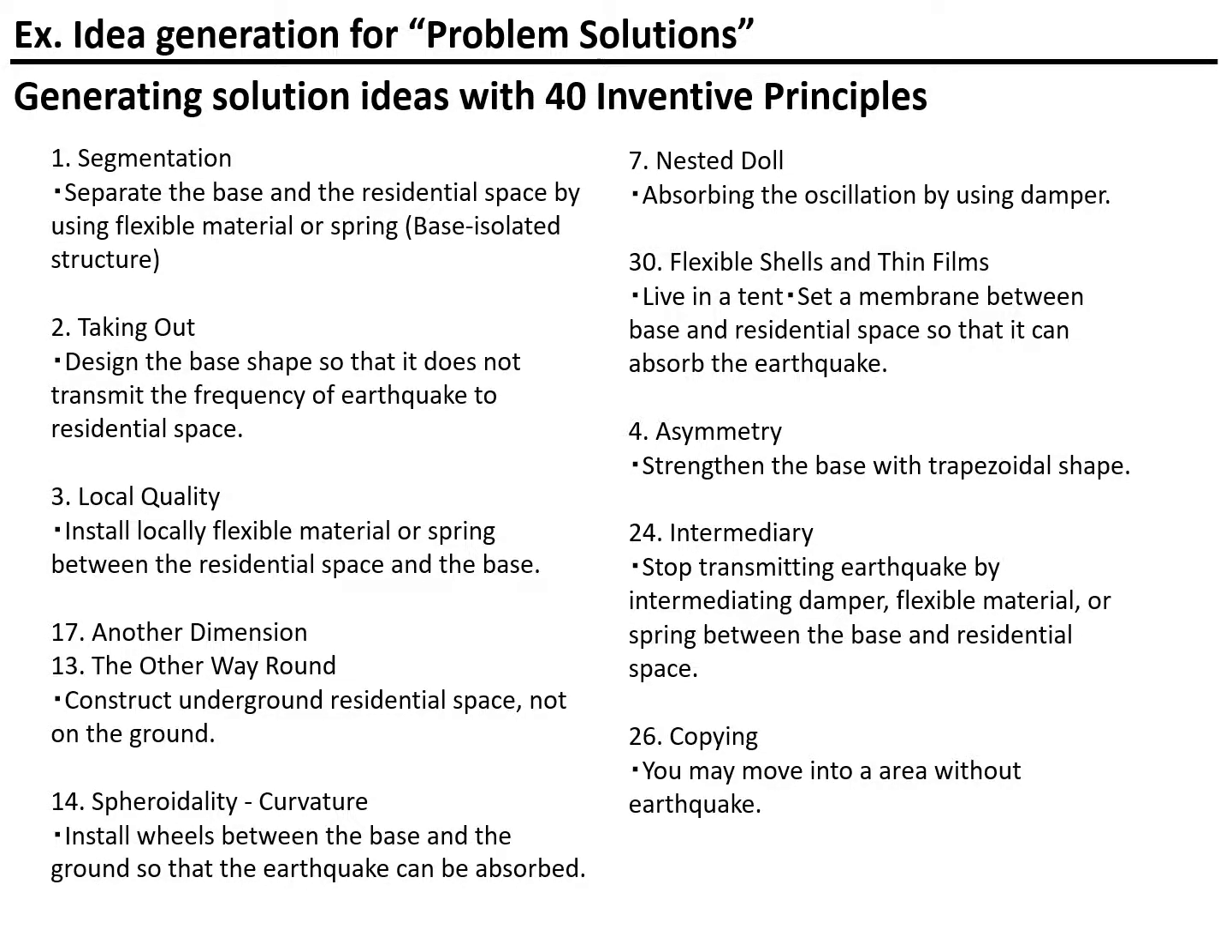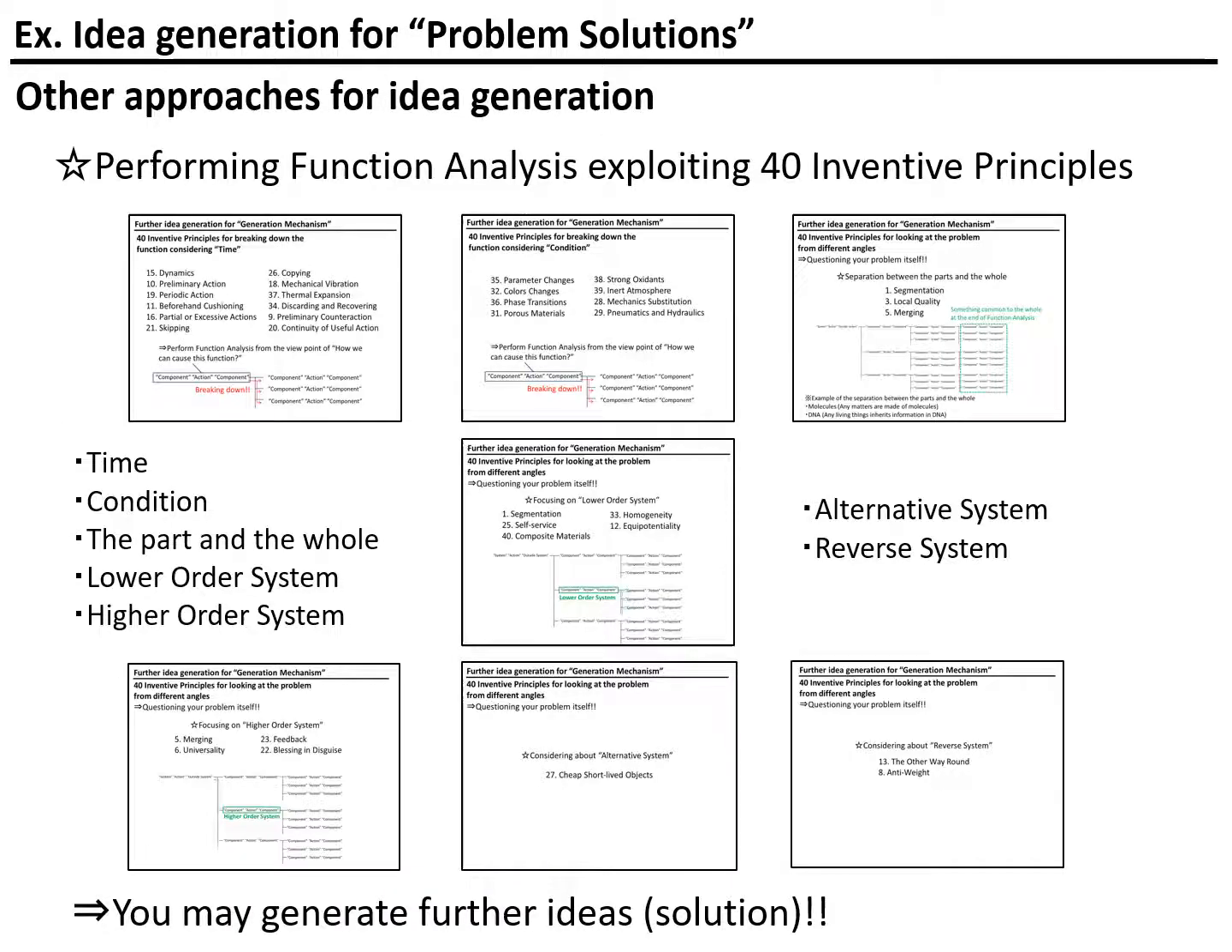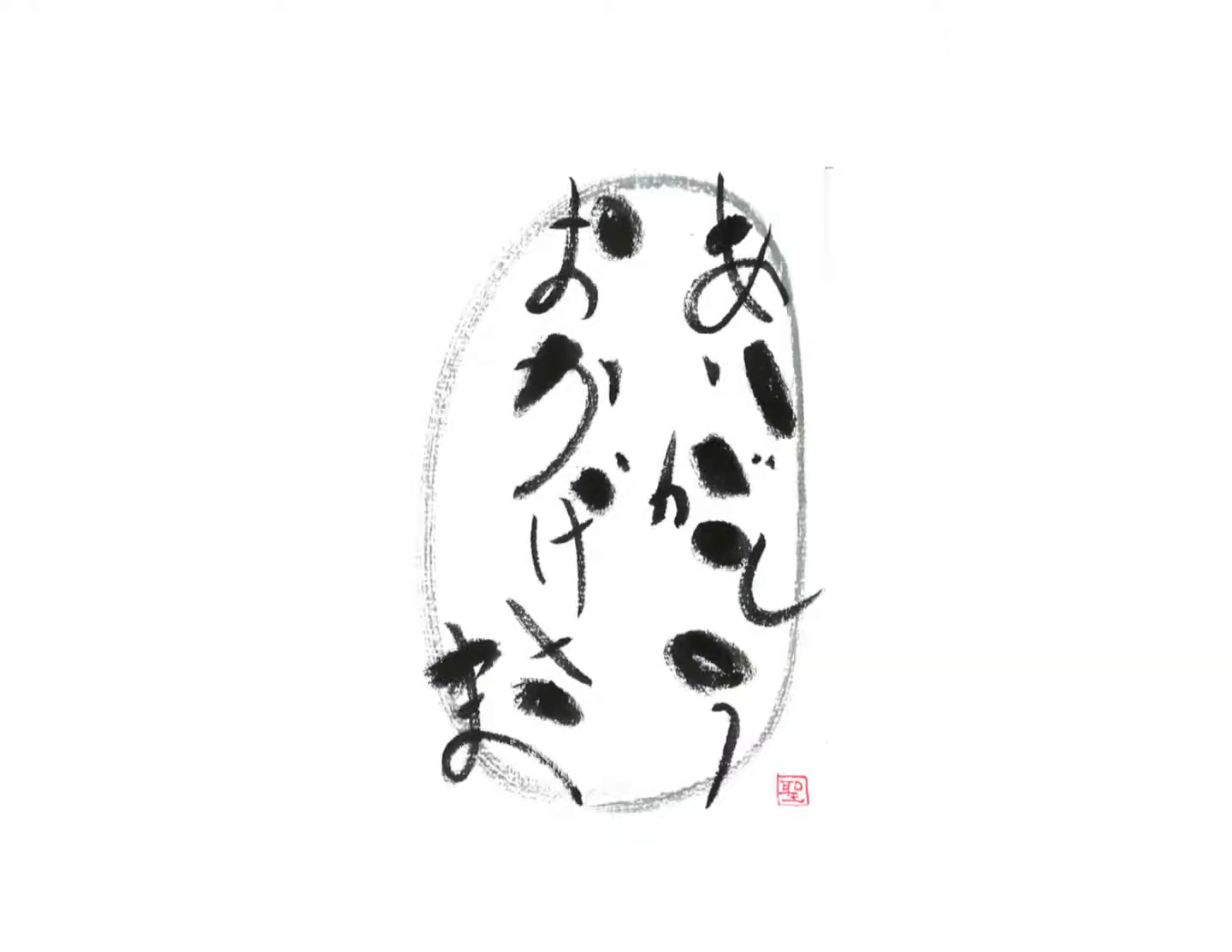Anyway, I would like you to notice that once we define a specific conflict, it's not that difficult to generate ideas by exploiting 40 inventive principles. You may generate further ideas by exploiting 40 inventive principles and the other viewpoints such as time, condition, the part and the whole, lower order system, and higher order system. So I'm sure that you have noticed that by exploiting these, you could earn a number of solution ideas for a certain conflict, for certain problems. Okay, this is all for this session. Thank you for listening.